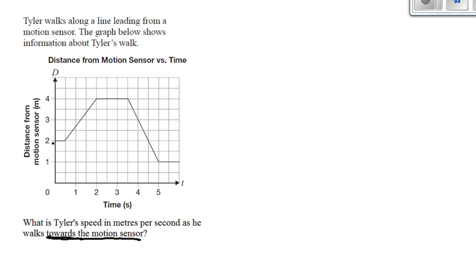So we know that this, and this are all resting periods, so they're not in contention, obviously. Also, the speed is 0, way too easy a question. So either this is walking towards or this is walking towards. So remember, when you're walking towards the sensor, you're getting closer and closer. So your distance is getting smaller and smaller. So when the line goes down, it means you're losing distance, which means you're walking towards the object. So that's the part of the graph that I need to find the speed.